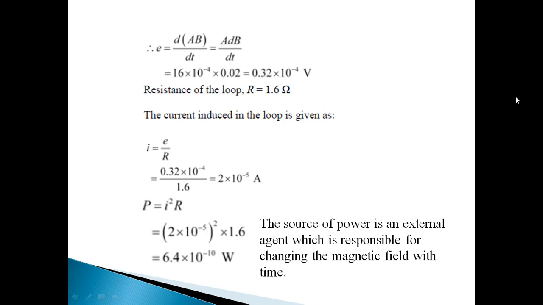W-A-T-T-S, watts. And the source of power is an external agent which is responsible for changing the magnetic field with time. The coil is stationary, but the magnetic field kept decreasing with time. That was done by some external agent. And that same external agent is responsible for the power dissipation in the coil.